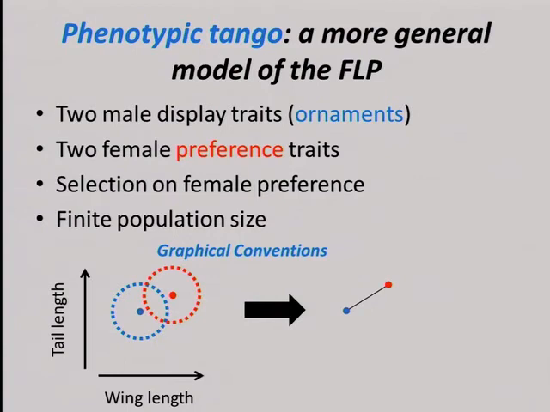And here's what it's going to look like. We're in tail length, wing length space. This blue curve represents the distribution, the bivariate distribution of wing length and tail length in the population. And then this is the bivariate distribution of female preferences for tail length and wing length. You can see that would exert selection in this direction. And we're going to show the bivariate mean of the males and the bivariate mean of the females as a dumbbell, just in some of the slides that I'm going to show you in a minute.